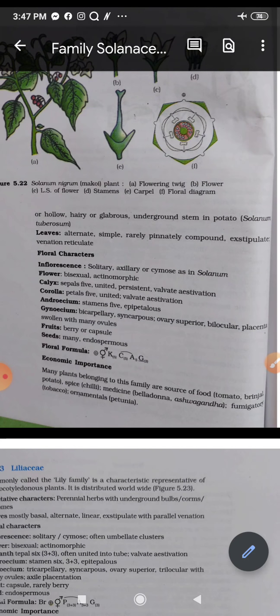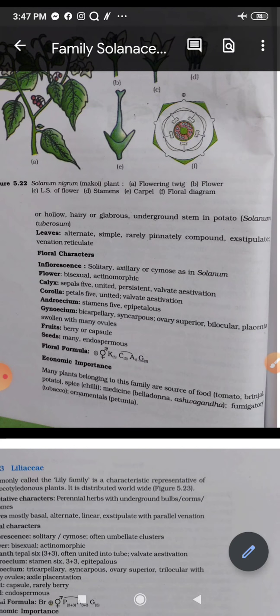Right? Then the flower is bisexual. Bisexual, you remember we show it like this. Bisexual means both the androecium as well as the gynoecium is present. The flower is actinomorphic. Actinomorphic means it can be divided into two equal parts through any plane passing through the center. That is actinomorphic.